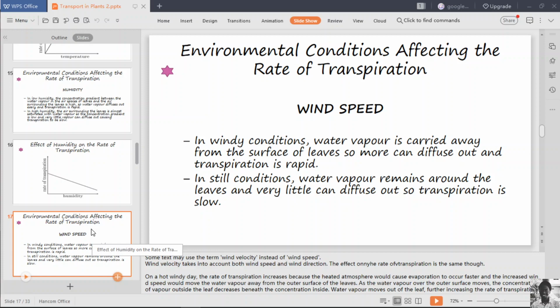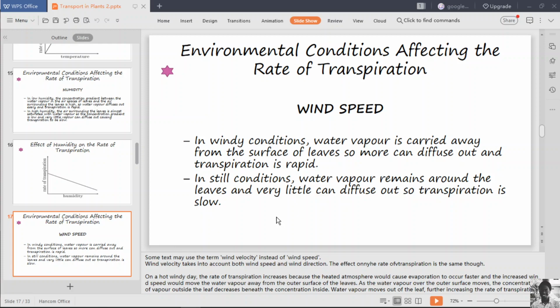Now the next environmental condition affecting the rate of transpiration is wind speed. In windy conditions, water vapor is carried away from the surface of leaves, so more can diffuse out and transpiration is rapid. However, if the condition is still, or the wind is not blowing, the air is not moving, the water vapor remains around the leaves and very little can diffuse out, so transpiration is slow.